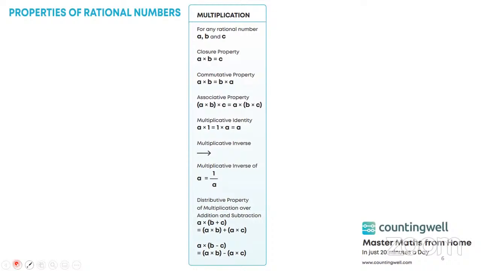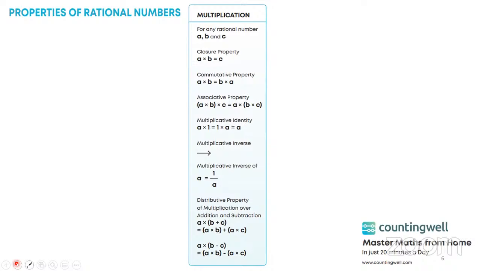Now let us see properties for multiplication of rational numbers. Again, if we have any three rational numbers a, b, c, the closure property says that the product of two rational numbers a and b is again a rational number. So if you take the product of a and b, you will get a resulting number which is again a rational number, which is c.